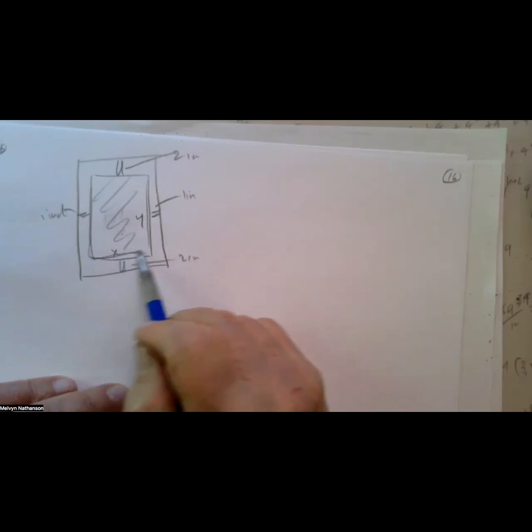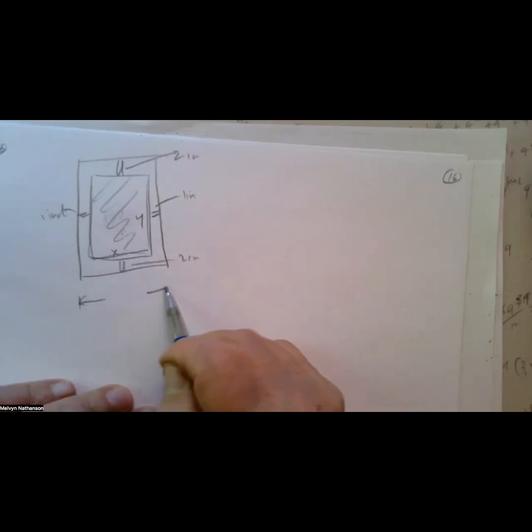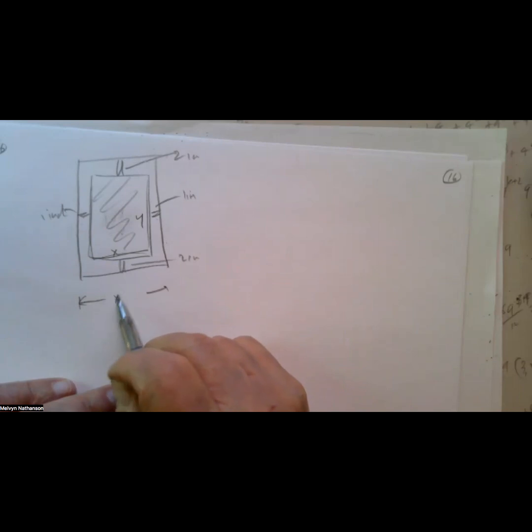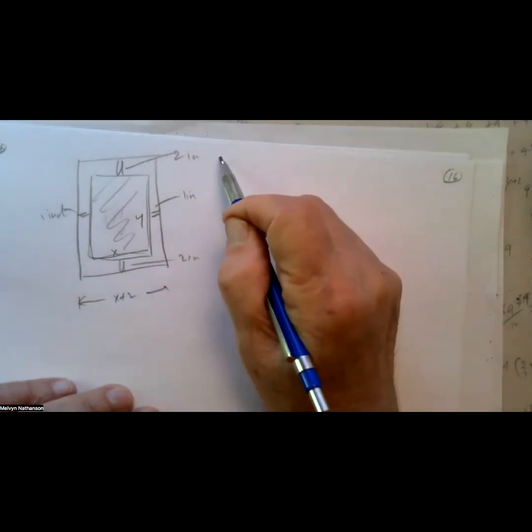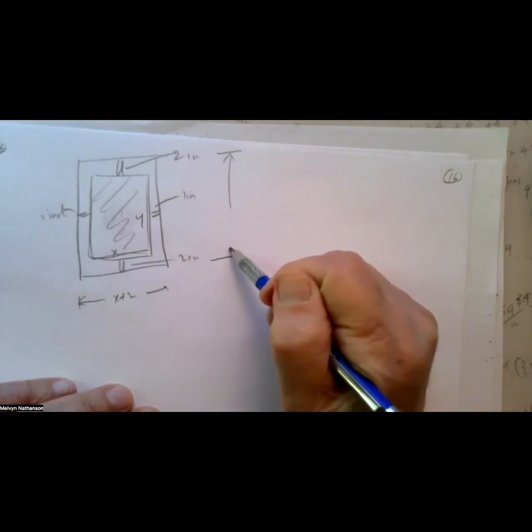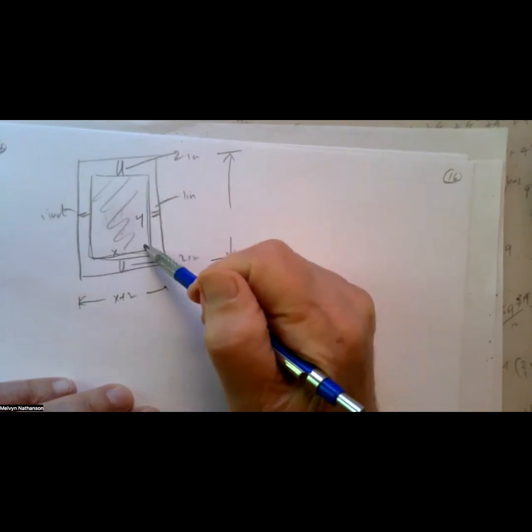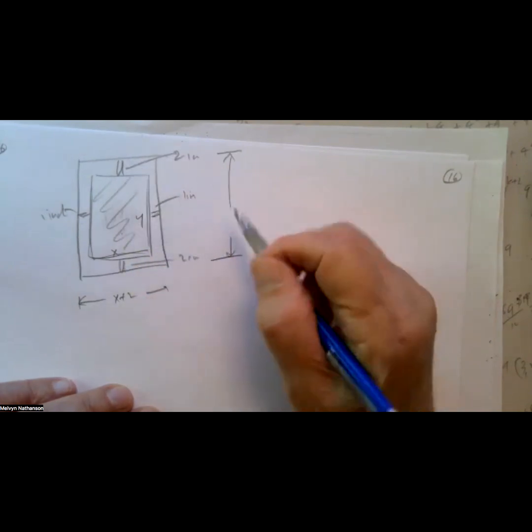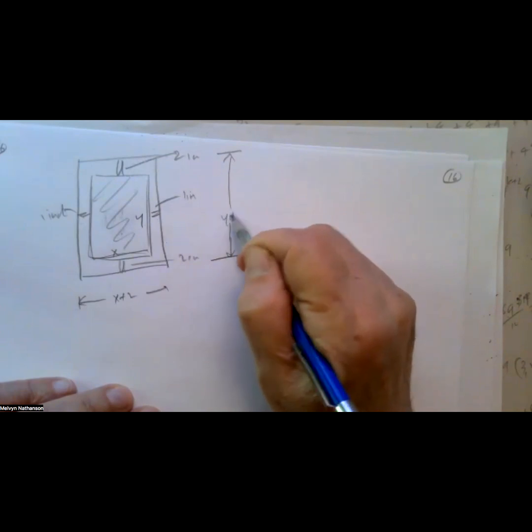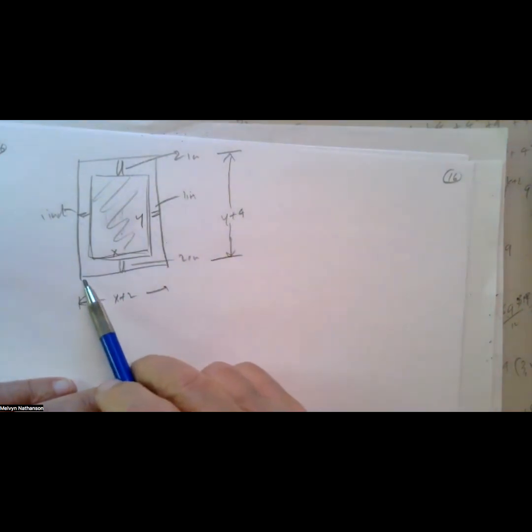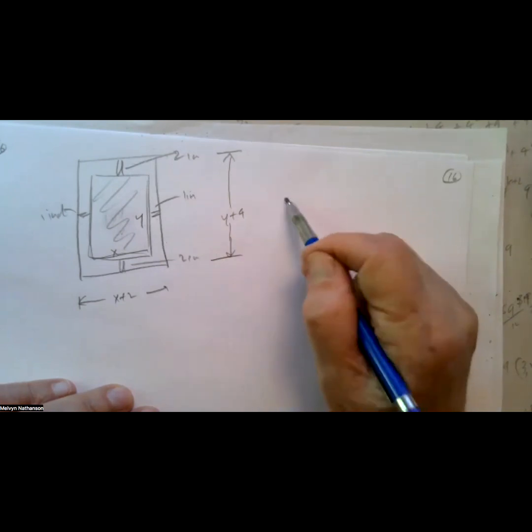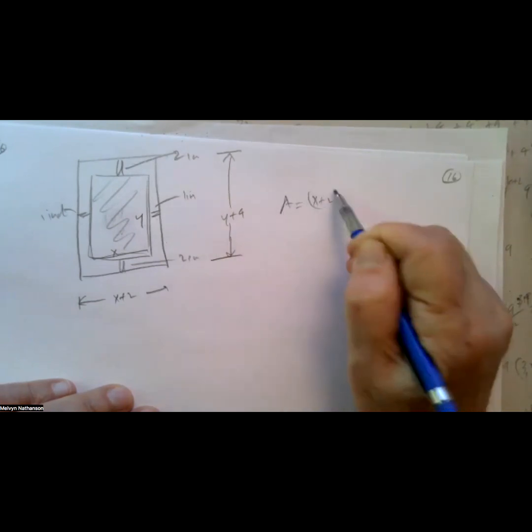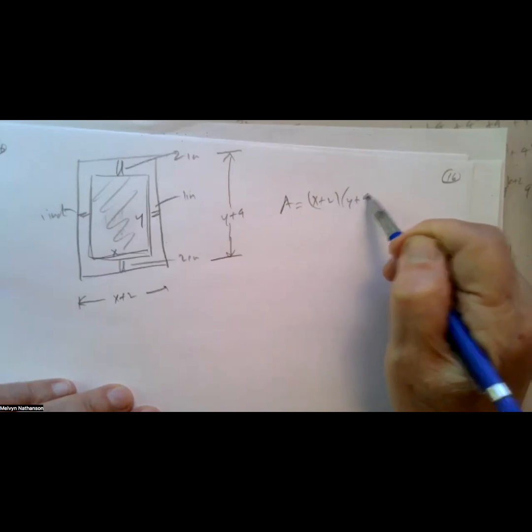But of course, if this is X, then the width of the paper is X plus the margins, X plus 2. And if the height of the printed region is Y and you have a 2-inch margin on top and bottom, this side is going to be Y plus 4. So we have a piece of paper whose total area is base times the height. The area is X plus 2 times Y plus 4.